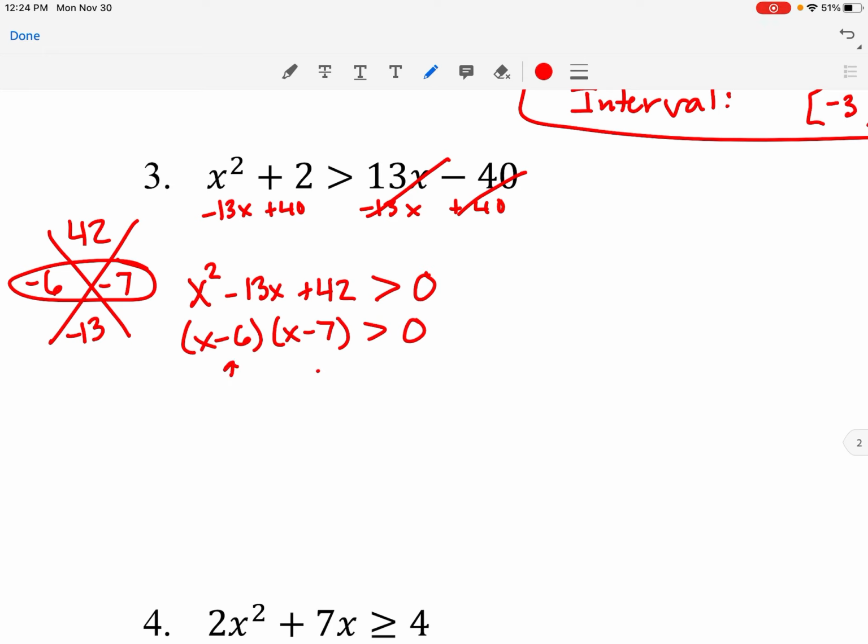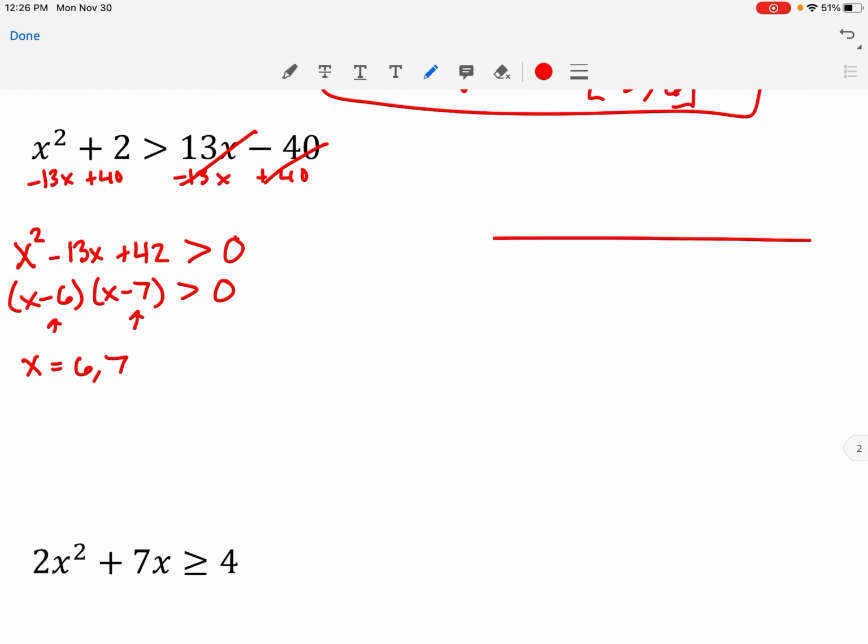And so this time, our solutions are going to be 6 and 7 when we solve those. So let's make our number line over here, looking for our intervals now. We're looking at 6 and 7. So this time when I'm picking my test numbers, I'm going to have to use a decimal because I have to get a number between 6 and 7. So 6.5. I'm going to plug in a 0 as well, and then we'll do 8 on this side.